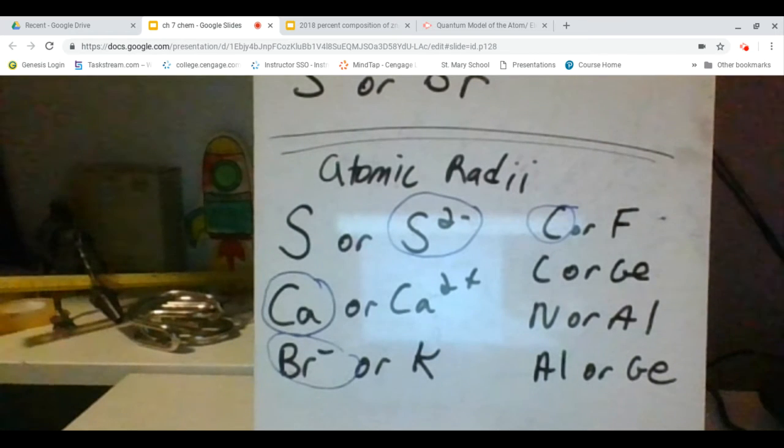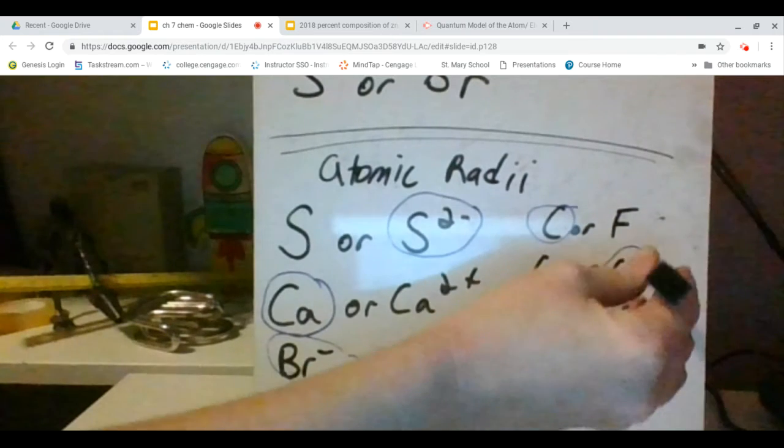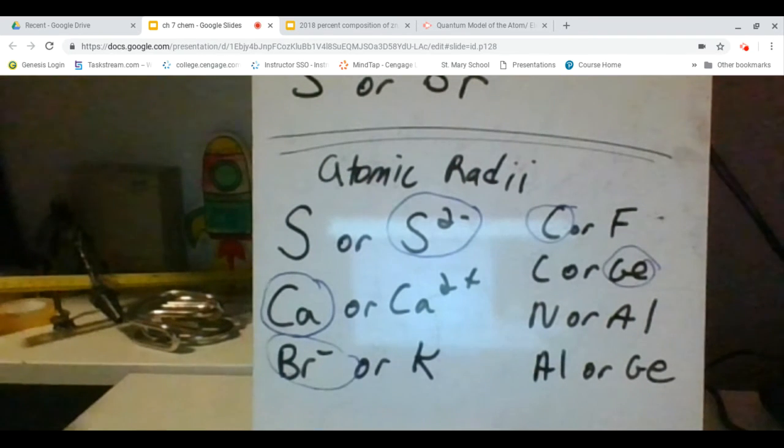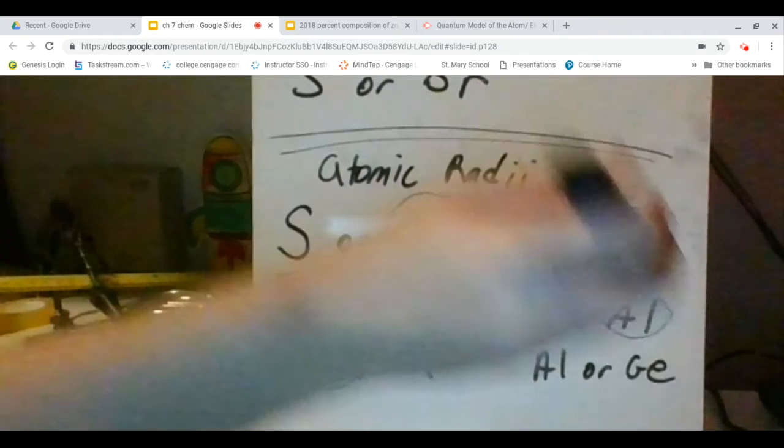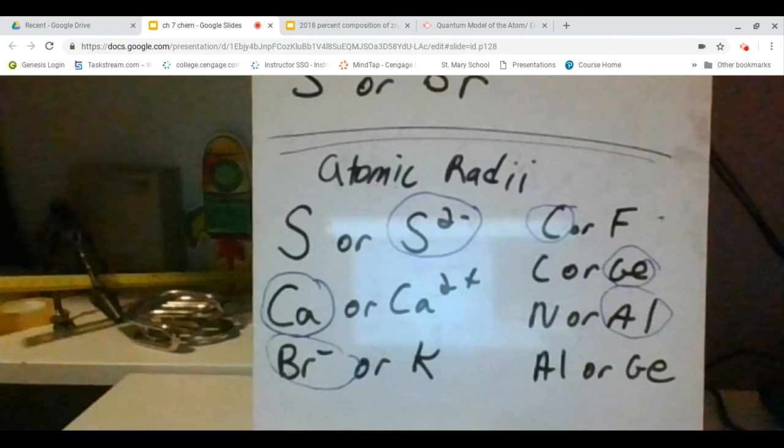Next, we have germanium or carbon. Germanium atoms are larger because you're moving down the periodic table, and therefore it adds more energy levels. All right, let's look at aluminum or nitrogen. If you look, aluminum is further down on the periodic table. It's also further to the left. Both of those are indications that it's going to have a larger atomic radius. And then aluminum and germanium, the effects are going to counter each other, so we really can't tell which one's going to predominate.